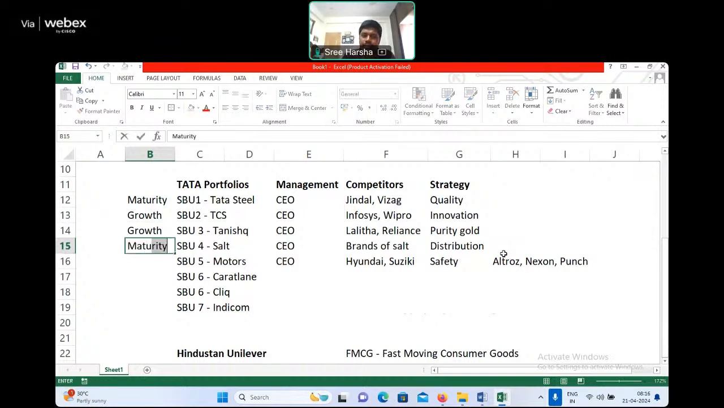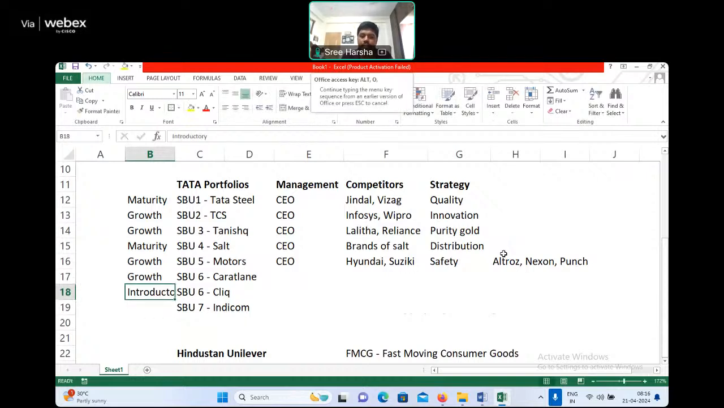Salt is a maturity industry. Like, no significant new competitors. At the same time, nobody will consume cages and cages of salt tomorrow. It is just a mature industry. Tata Motors, I feel it is a growth industry. Carat Lane is a growth industry. Carat Lane is diamonds. They sell gold and diamonds here. Same like Tanishq.